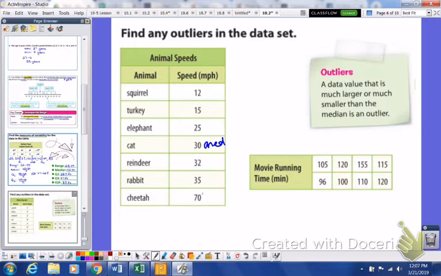70 here, much larger than 30. And honestly, you probably didn't even have to find your median. You could have just looked. From 12 to 35, they're all pretty well grouped together. Then all of a sudden, from 35 to 70, our cheetah is doubling the speed of the next fastest animal. So 70 is definitely an outlier.